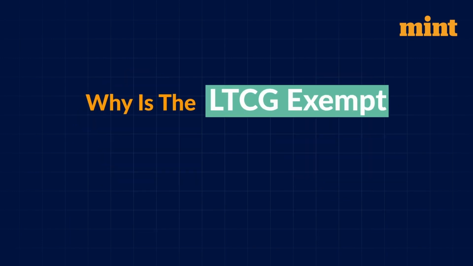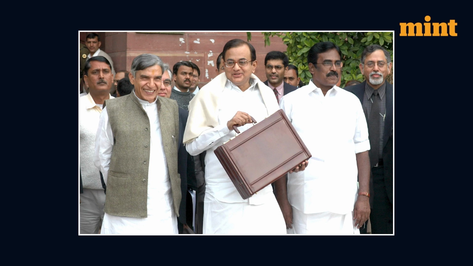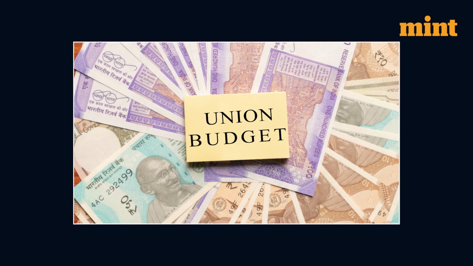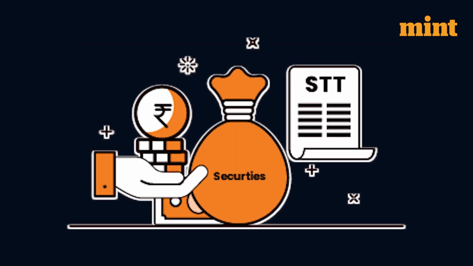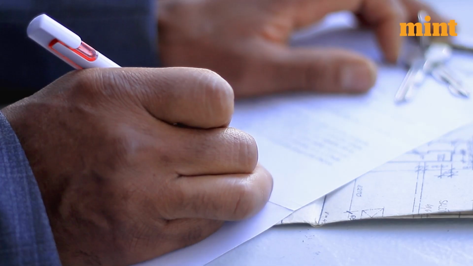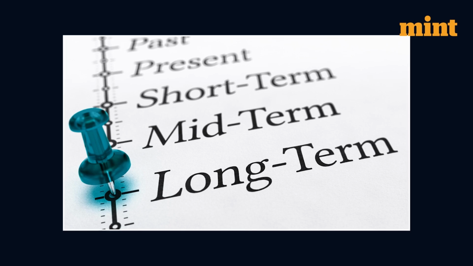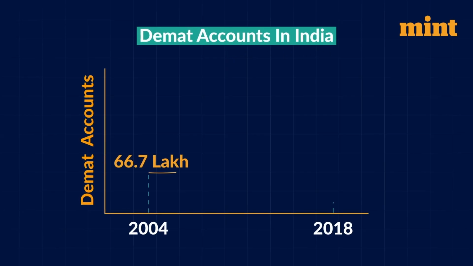Why is the long-term capital gains exemption in 2004 considered a revolutionary move? In 2004, then Finance Minister P. Chidambaram removed the tax on long-term capital gains on the sale of listed shares and introduced the securities transaction tax, which is a small tax levied on the value of the purchase and sale of stocks. From 2004 until the long-term capital gains tax on equity was reintroduced in 2018, the number of demat accounts in India increased from 66.7 lakh to 3.4 crore.